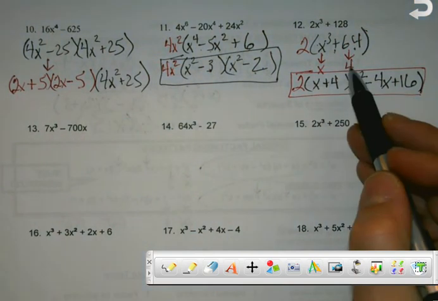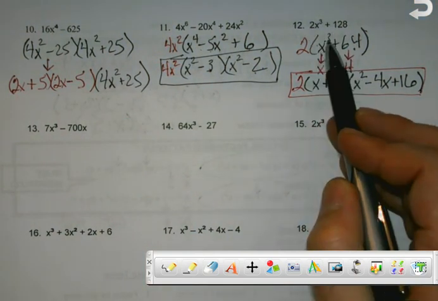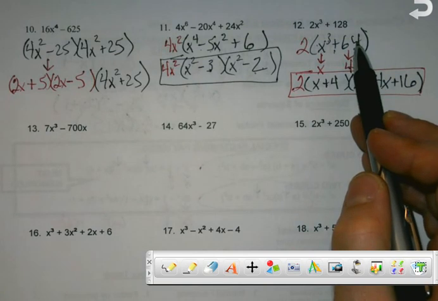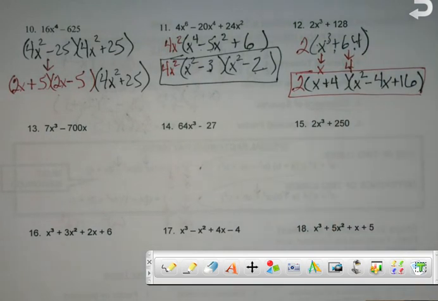Because I've got to figure out what to the 3rd power, because we're dealing with cubes here. What to the 3rd power equals 64? So 4 to the 3rd power is 64.